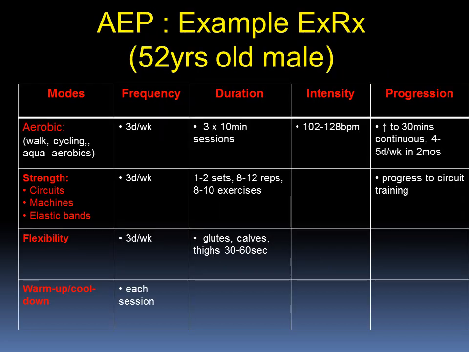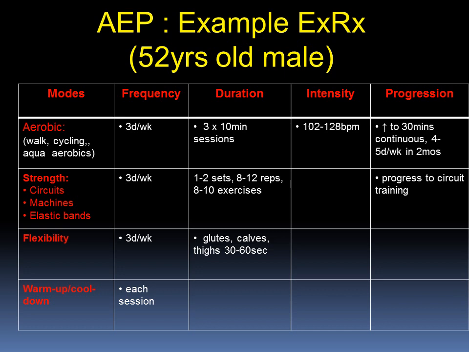Okay, here is an example of a 52-year-old male who has got arthritis. So you can see that his program is 3 days a week, and he's doing 3 10-minute sessions in that time. His intensity is between 102 and 128 beats per minute, and with him we're going to progress him up to 30 minutes of continuous exercise. And you can see that that could take several weeks or even months before we get them to that level.